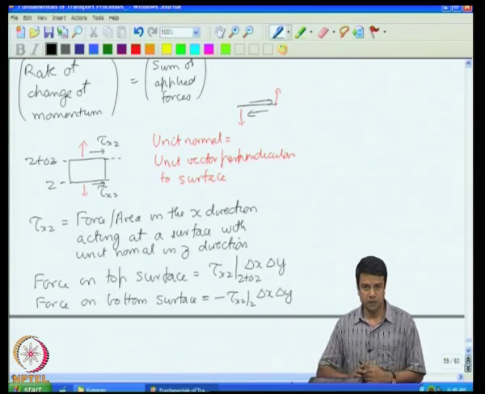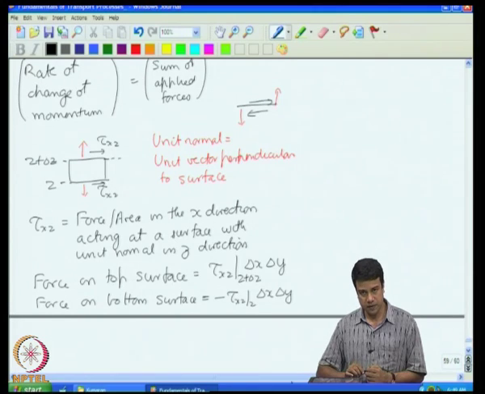To repeat the principle once again, I have defined tau x z as the force per unit area in the x direction acting at a surface whose unit normal is in the z direction. Tau x z is the appropriate force to use because I am writing a balance equation for the momentum, and the momentum is in the x direction.